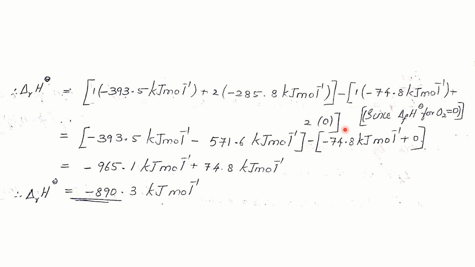And remember, when an element is in its reference state, its standard enthalpy of formation is assigned a value of 0. Okay, now on solving this, you get an answer of minus 890.3 kilojoule per mole. Since it has a negative sign, this indicates that combustion of methane in oxygen is an exothermic process. Clear? So, with this, I wind up part 2 of my video on enthalpy.